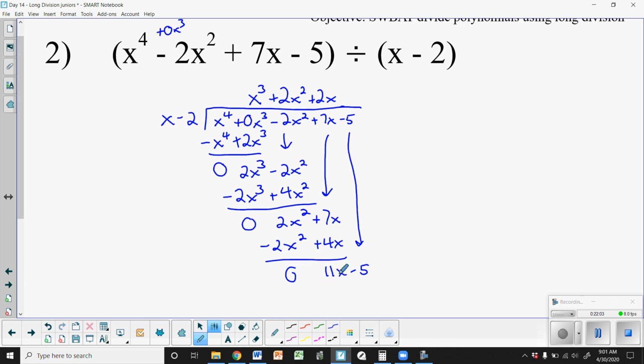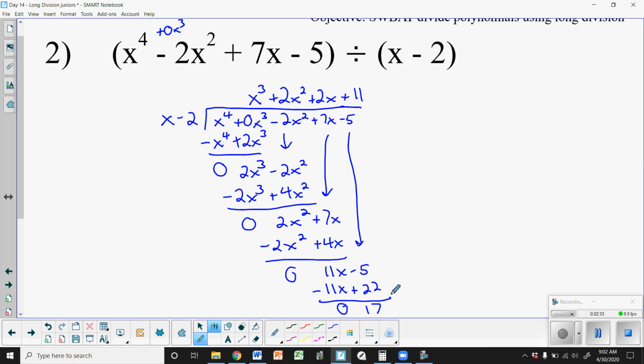Yep, we have to divide. So 11x divided by x is 11. 11 times x, same thing. 11 times -2 is -22. What do we do after we multiply? That's right, we are subtracting, so we have to switch the signs. Don't forget to switch both. 0, -5 plus 22 will be a +17.